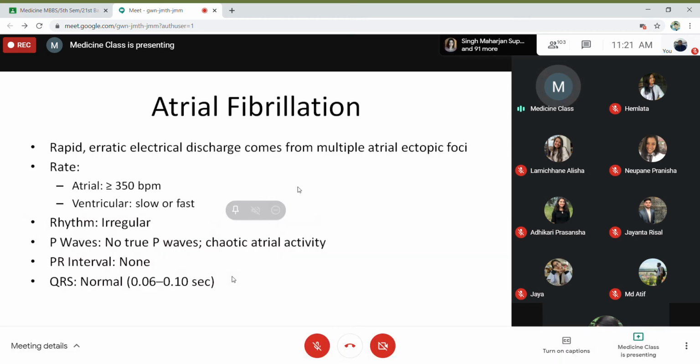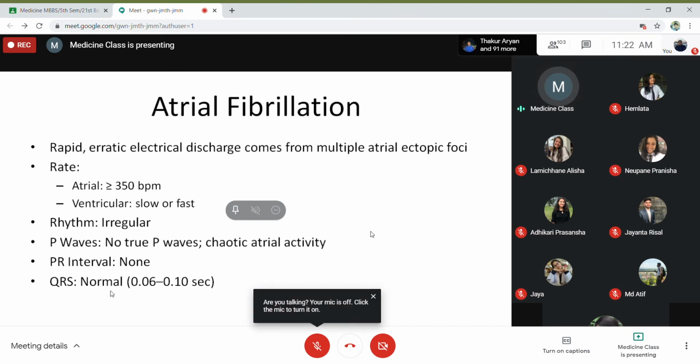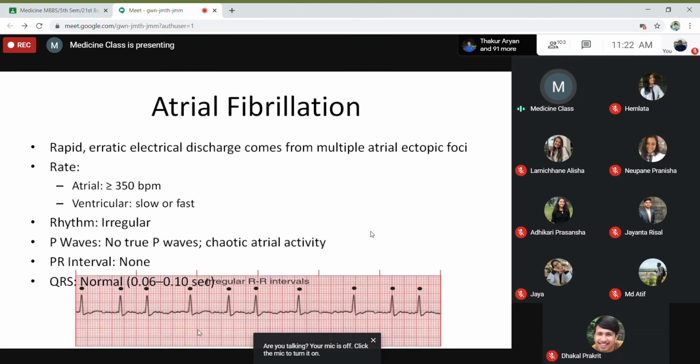In atrial fibrillation, this is a rapid erratic electric discharge that comes from the multiple ectopic foci of the atrium. Atrial rate would be more than 350, and ventricular rate may be slow or fast depending upon how it has transmitted to the ventricle. The rhythm will be irregular. There will be no true P wave, but chaotic atrial activity. There won't be PR interval. QRS complexes would be normal.